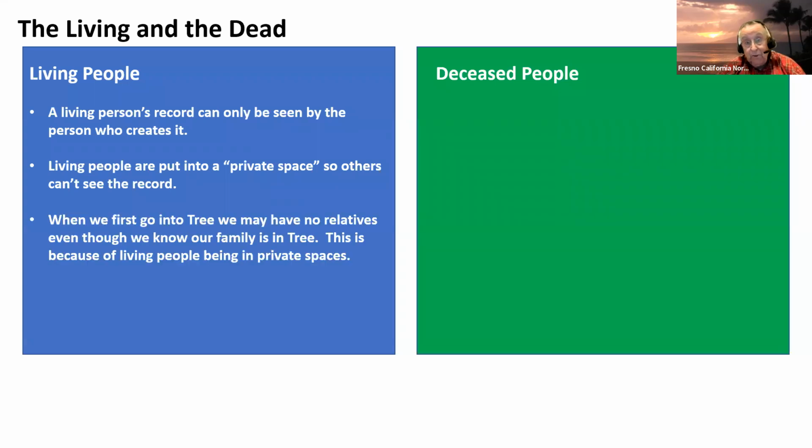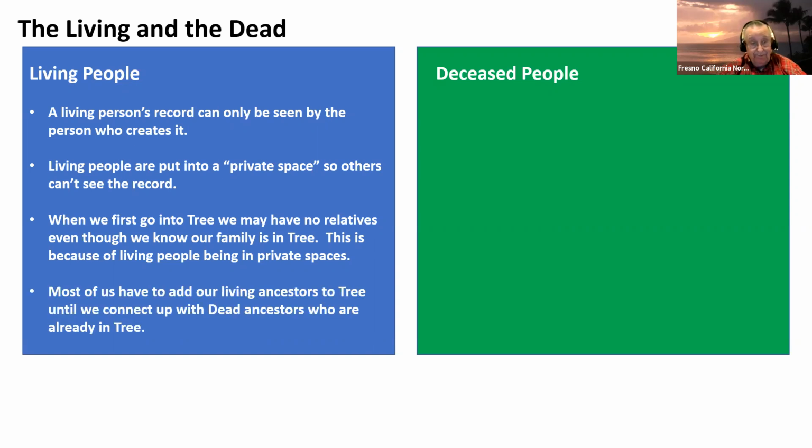Okay, so when we first go into the tree, we often don't have any living relatives or any relatives in our tree, or very few, only part of our tree. And most of that is because of living people. If FamilySearch has to go through 3 or 4 generations of living people, they almost never can do it and get you to your deceased ancestors. It's just too hard even for FamilySearch to do it. And so we have to work on adding in those living people till we get back to the deceased people.